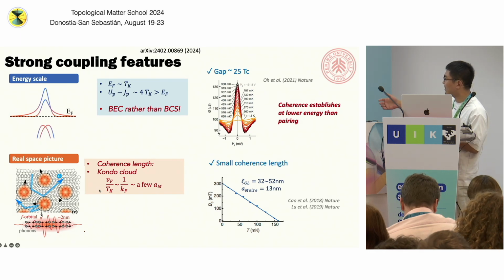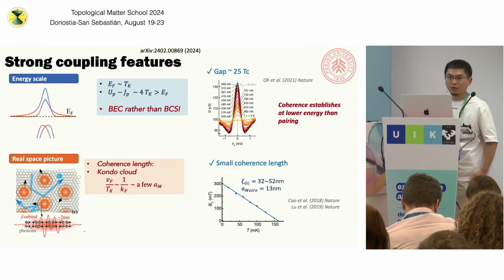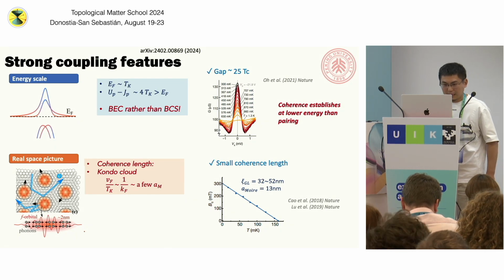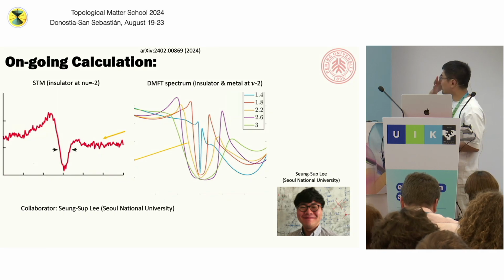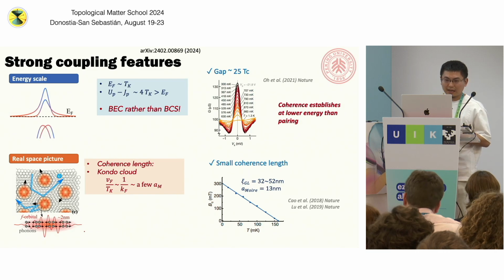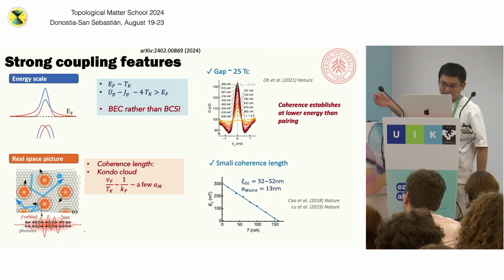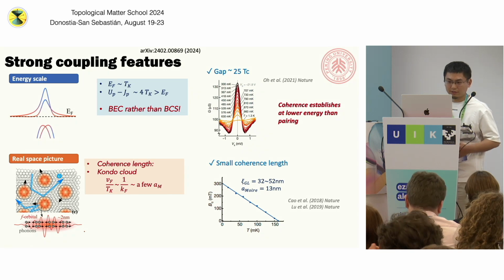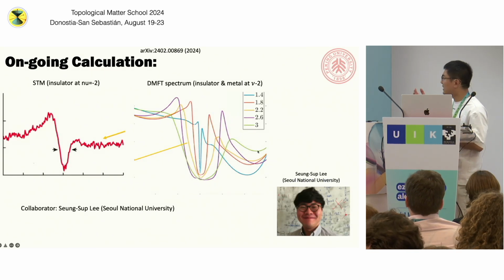It's formed by the Kondo cloud around a single unit cell, so it's quite localized in real space. And before ending my talk, I would also like to present some ongoing calculations. All these analyses are analytical, and we make some assumptions to enable this analysis, but we also want to do some solid numerical calculations. This is still ongoing, so let me present some results.